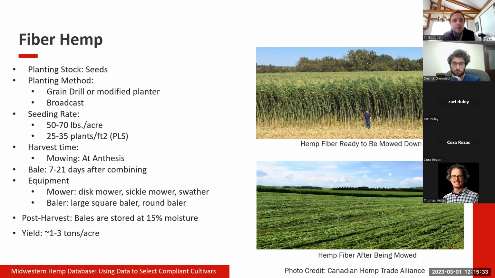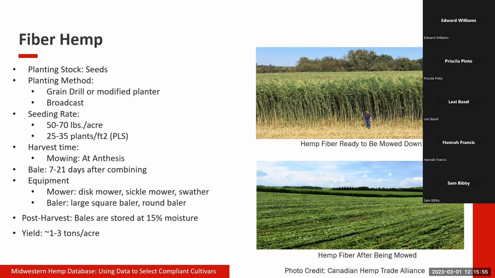Hemp is chopped at anthesis or flowering. It's allowed to ret in the field for about 2 to 3 weeks and then can be baled up before sending off for further processing. And yields for fiber hemp typically range between 1 and 3 tons per acre, but we have seen some varieties that produce as much as 5, and we can talk more about that later.